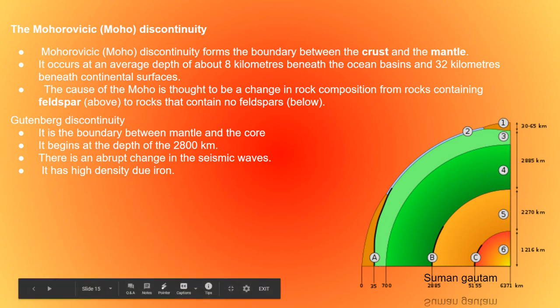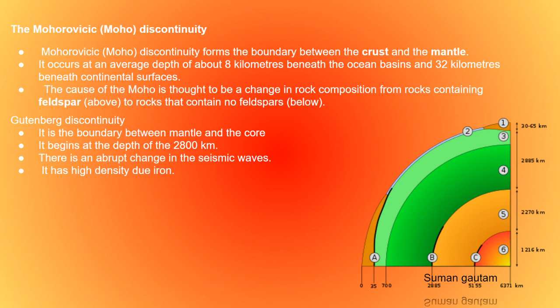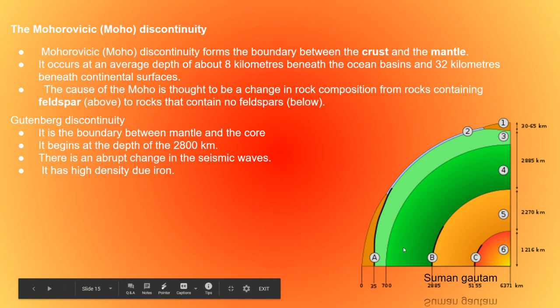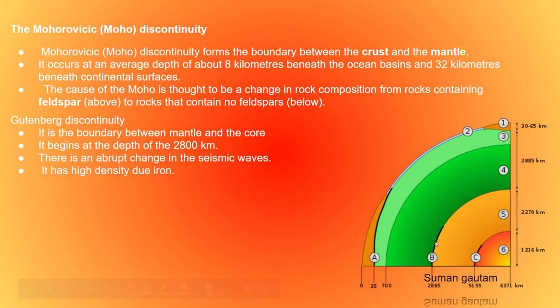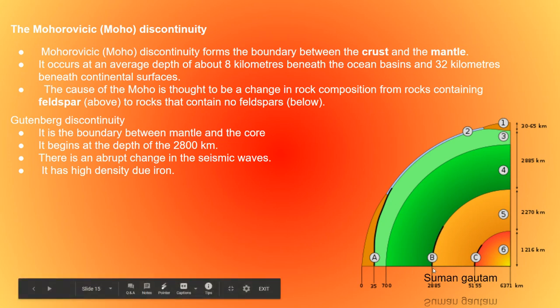Now the second discontinuity is Gutenberg discontinuity. It is the boundary between mantle and core. Now you see the green shade is mantle and the yellow shade is core. Now this discontinuity, that is number B, represented with a black line, is called Gutenberg discontinuity. Gutenberg discontinuity is found between mantle and core. Remember it. Obviously, it will be found where mantle is finishing.